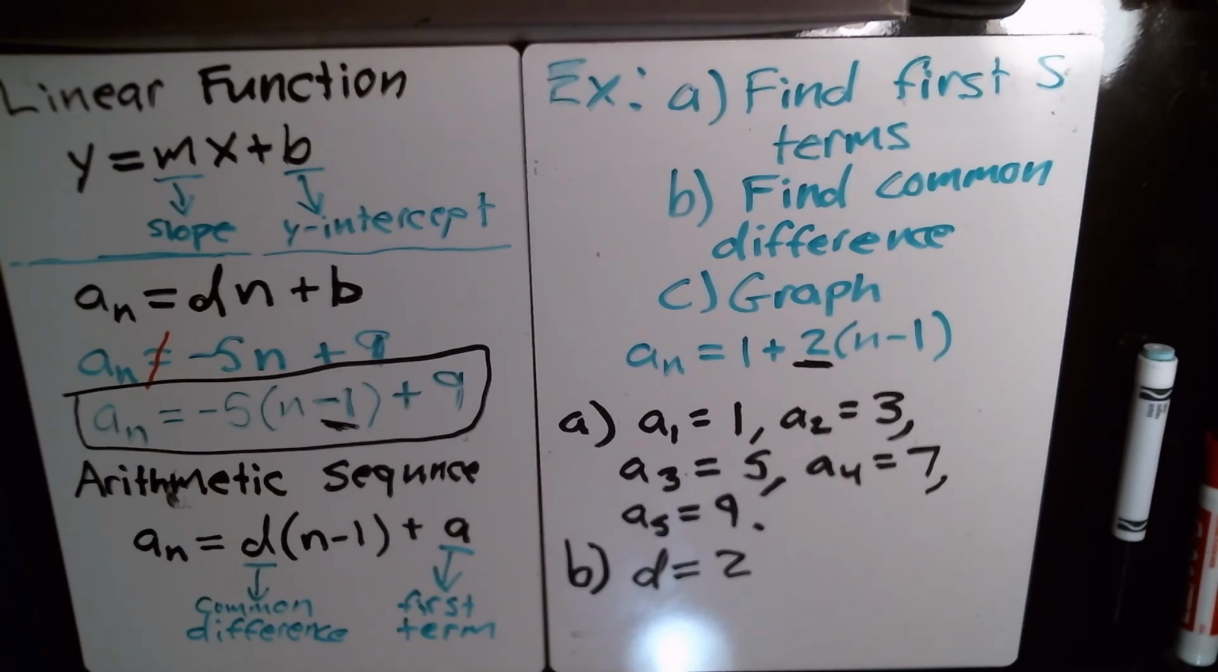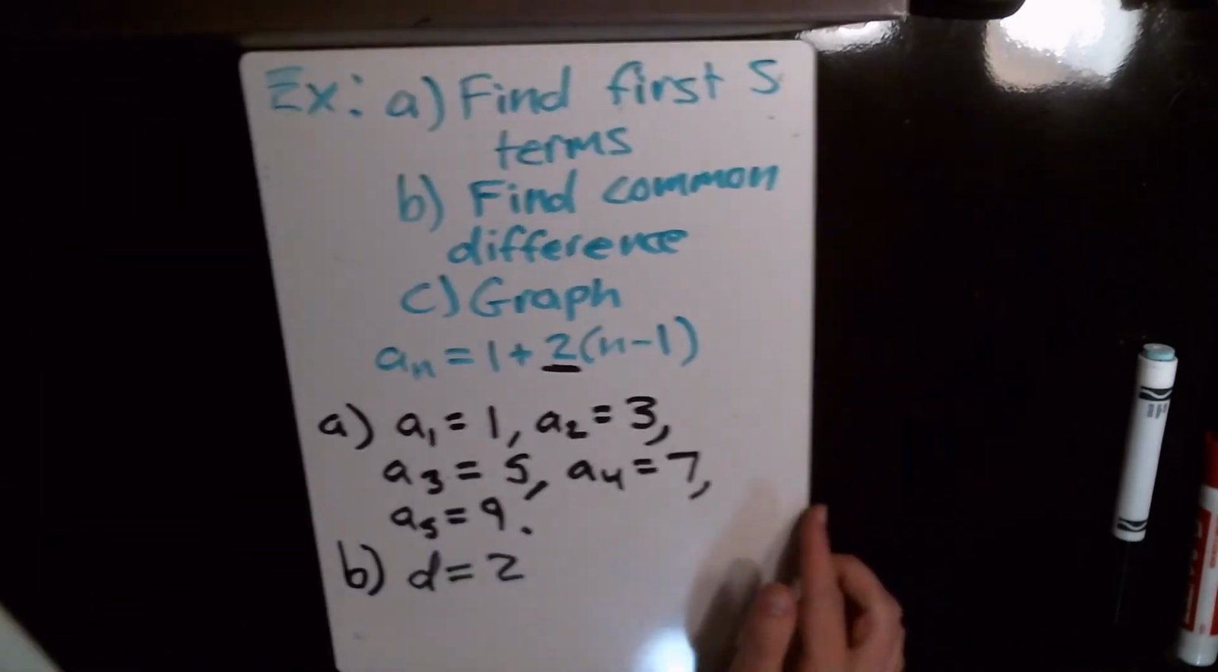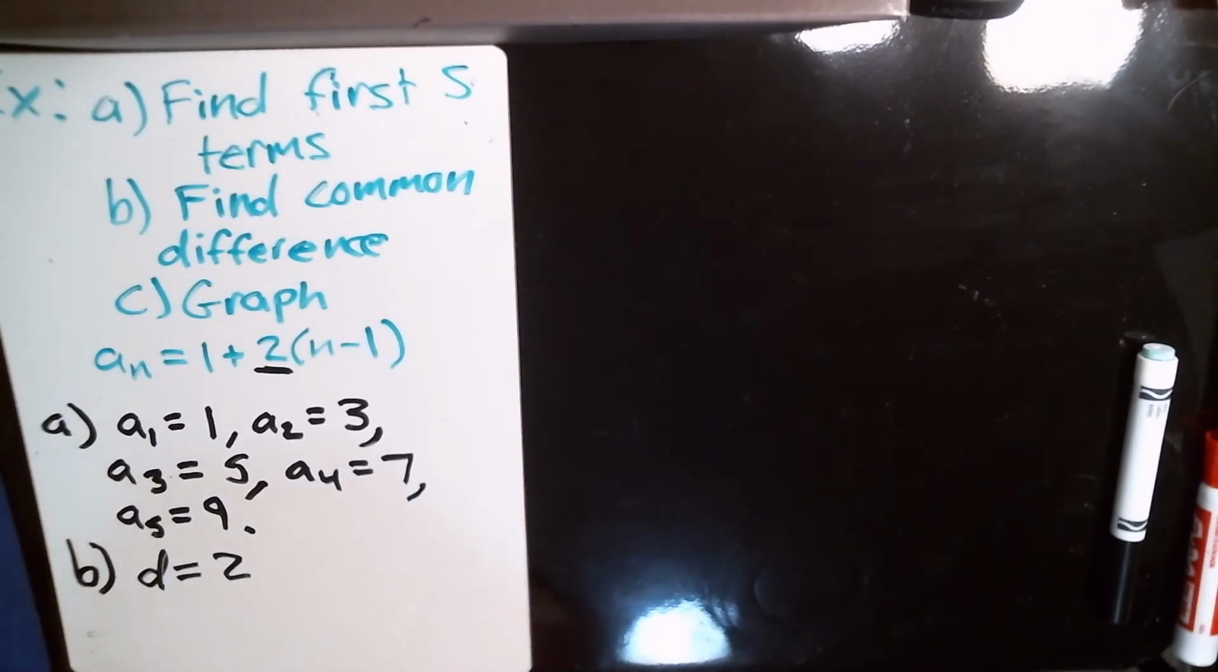The graph, let's get some more space here. The graph isn't too hard to do. It's essentially what you're used to doing for mx plus b, just shifted to the right.